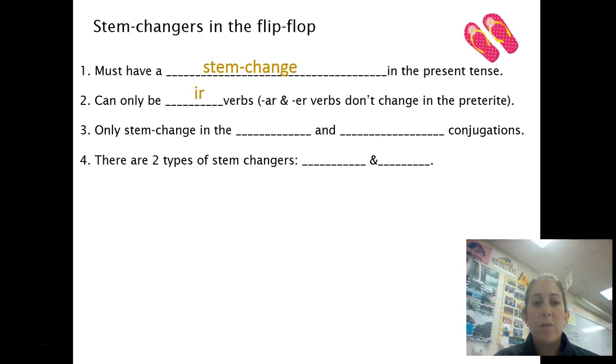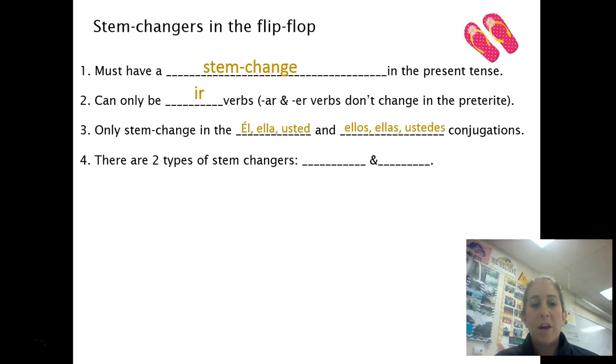Alright, it can only be an IR verb. This is very important: AR and ER verbs do not stem change in the preterite tense. And they only have a stem change in the el, ella, and usted, and ellos, ellas, and ustedes conjugations.